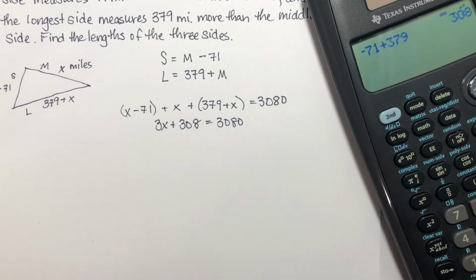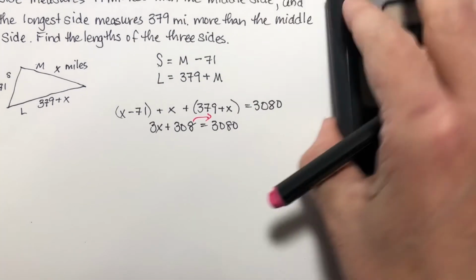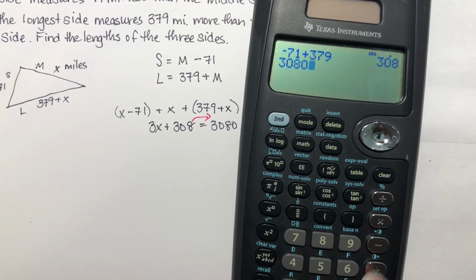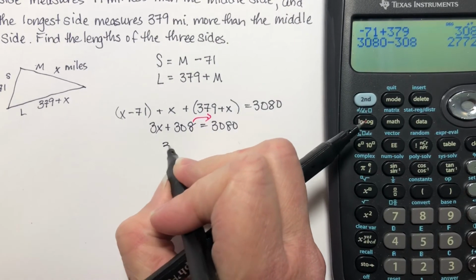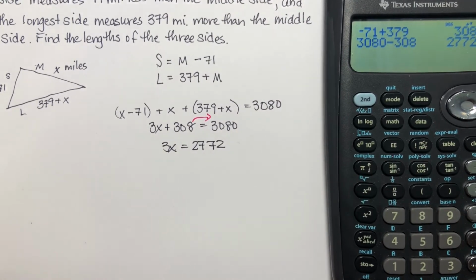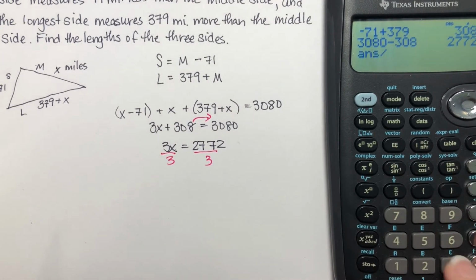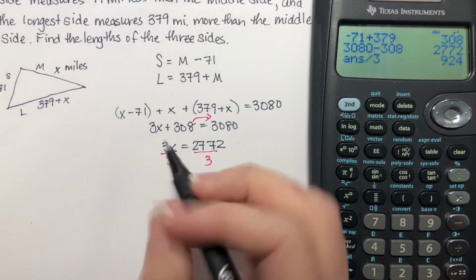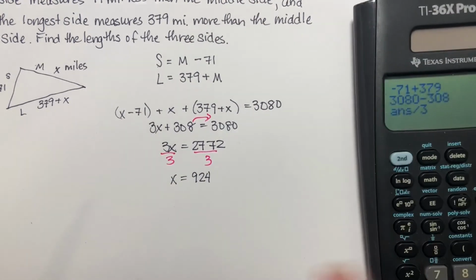Okay, now we want our variable alone, so I'm going to subtract 308 from both sides to get 2772. Now divide both sides by 3 to get 924. Okay, so we found x.